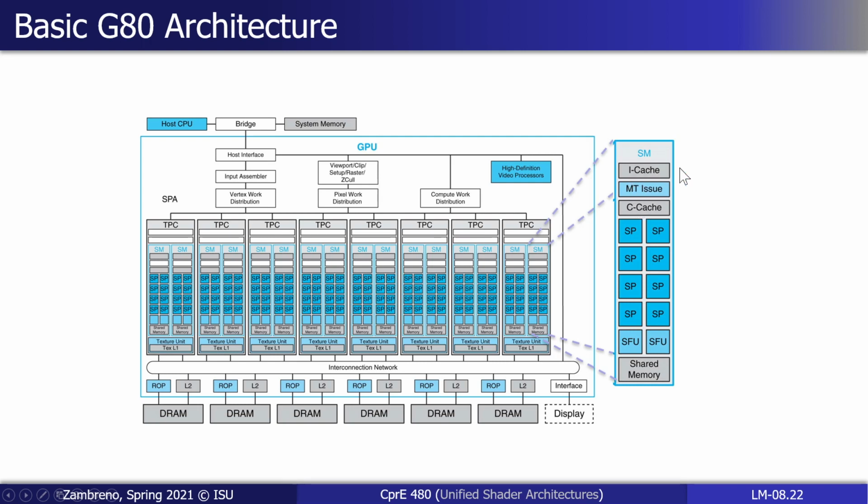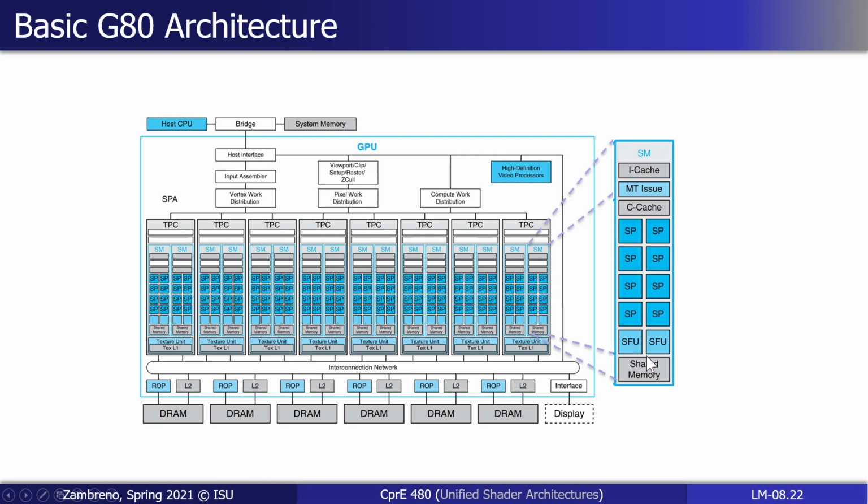You have your instruction cache. There would also be some sort of shared data cache as well. And then you have the individual CUDA cores, or the streaming processors, here as well. These are going to be your fairly basic vector processors that are able to handle a certain amount of parallel computation at a given time.